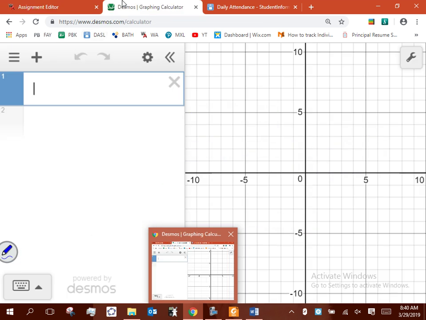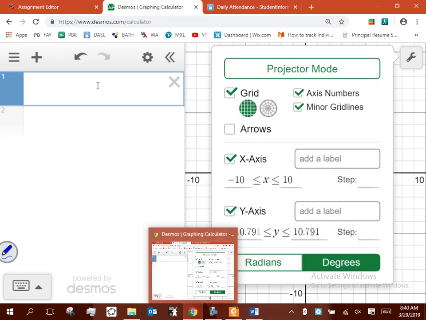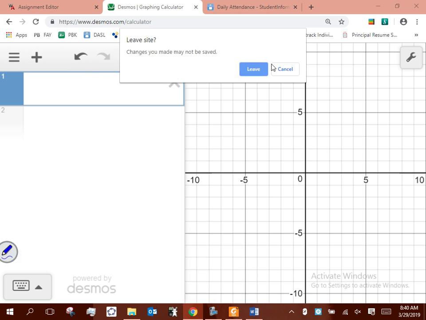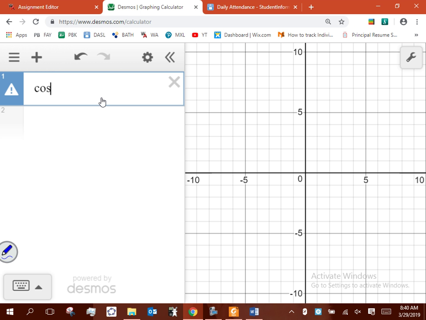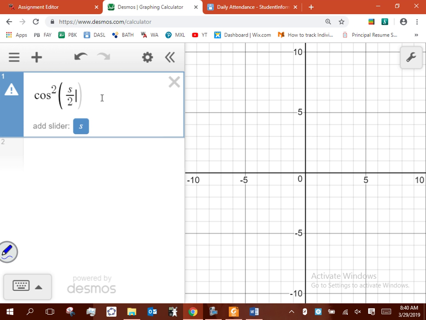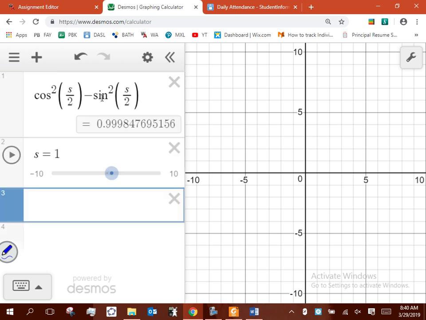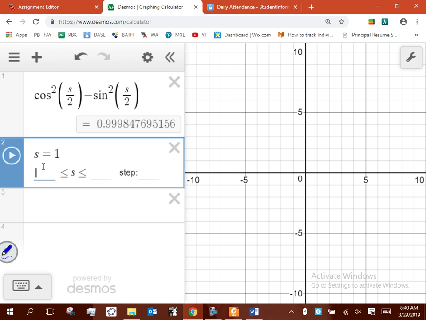By using, I'm just going to put it in degrees here. Let's write cosine squared, and let's just say s over 2, minus sine squared of the same s over 2. Now, it doesn't matter if you use s or t. I just kind of want to stay away from x and y. I think if we did x and y, we'd probably see the graph being the same. But we get that thing there. And now, because I'm in degrees, I'm just going to go from 0 to 360. Okay.